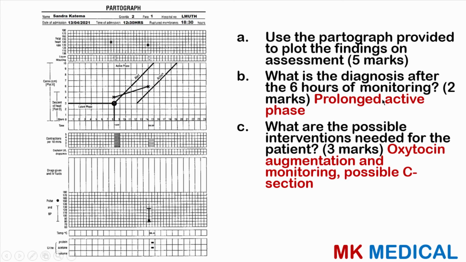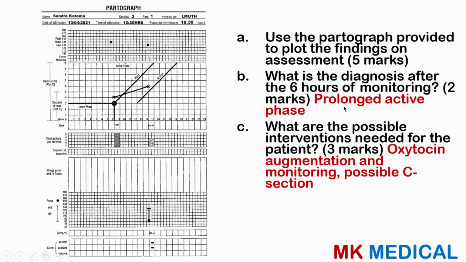So what is the diagnosis after 6 hours? This woman is on the right side of the alert line. Ideally they should be on the left side of the alert line. That's how you know that everything is progressing very well. But if they're still on the right side, in between these two lines, that means there is a prolonged active phase of labor. So most likely there's a prolonged active phase of labor.